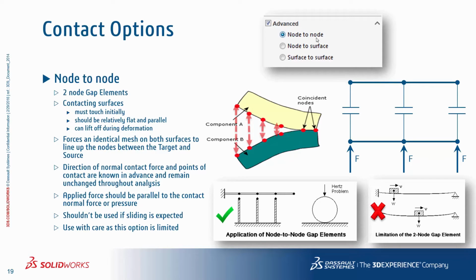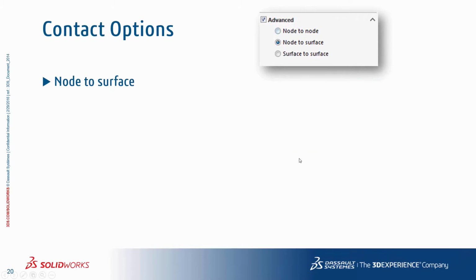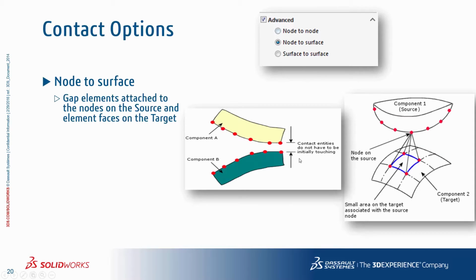So again, keep in mind that it's a very simple formulation. It works really fast. It solves really fast. But depending upon what kind of loading is happening between the two bodies of interest, I should pay attention to that. And if there's any suspicion of bending or shear loads in your system, stay away from using node-to-node contact.